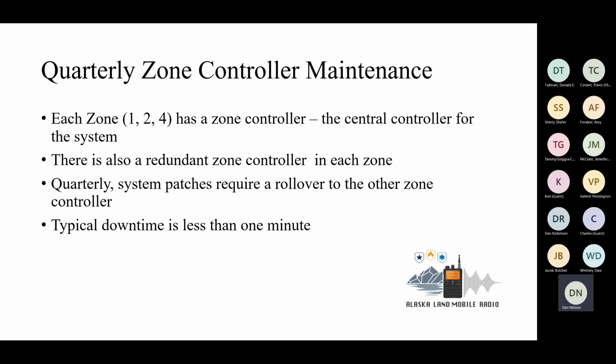Because that piece of equipment is so critical, we patch one zone controller at a time, and then we roll it over to the other controller. What happens when we call it a zone controller rollover is we're taking the active controller that's working right now, and rolling that over to the next one. We usually try to do this every quarter on a Wednesday and a Thursday at about 5 a.m.